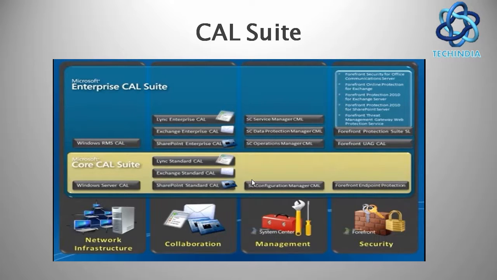So Microsoft introduced a suite, in the sense of a package. That means you have two packages, Microsoft Core CAL Suite and Microsoft Enterprise CAL Suite. Core CAL Suite consists of this many CAL licenses: Windows Server CAL license, Lync Server, that is now renamed as Skype for Business Server, Exchange Standard, SharePoint, SCCM, and Endpoint Security. All of this will be available.